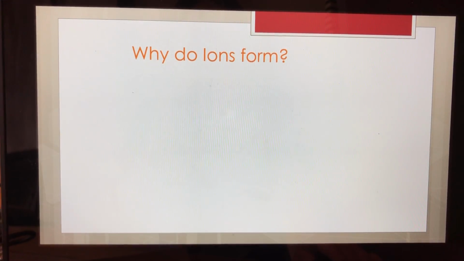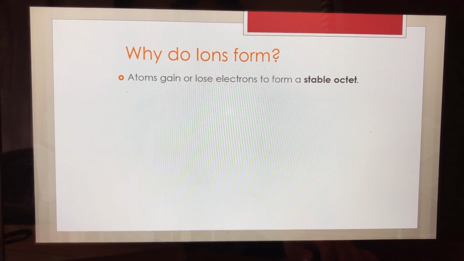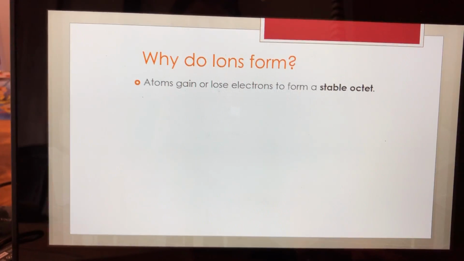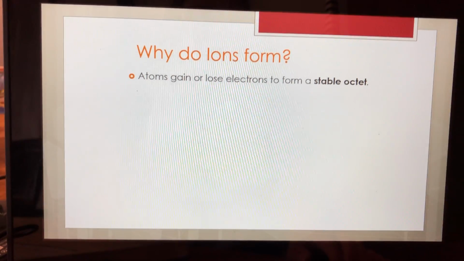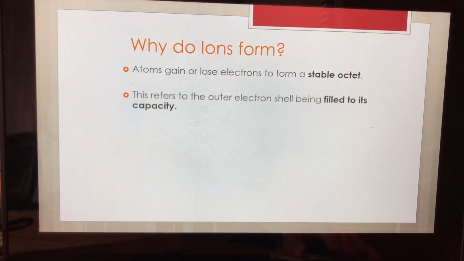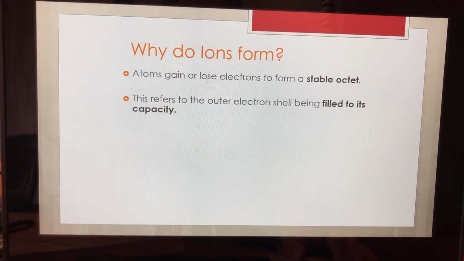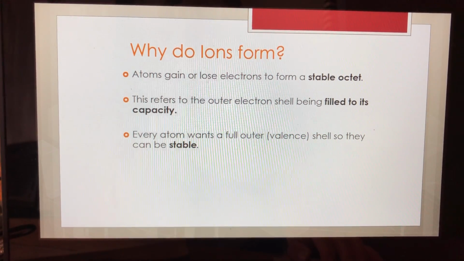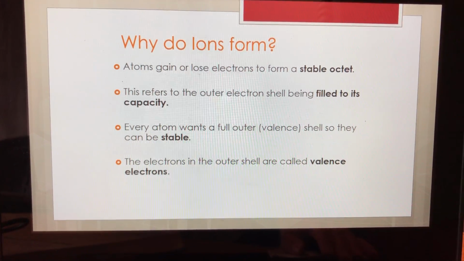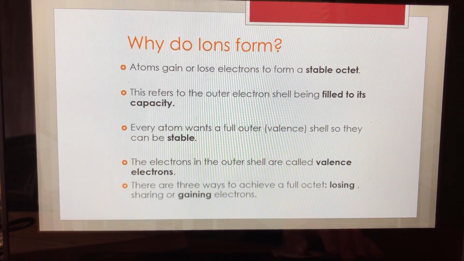Why do ions form? Atoms gain or lose electrons to form a stable octet, which means they want to have their outermost shell full. What does it mean to be full? To have 8 electrons, or a full octet. This refers to the outer electron shell being filled to its capacity. Every atom wants a full outer shell so that they can be stable. The electrons in the outer shell are called valence electrons.